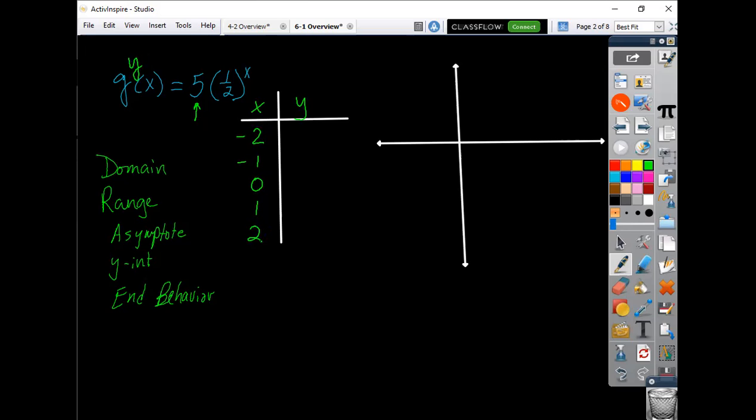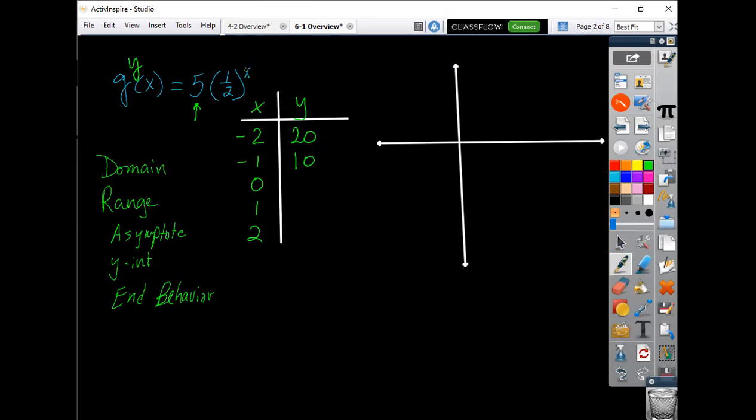So I'm just going to grab a calculator and I'm going to type in 5 in parentheses. Instead of a half, I'm going to put a 0.5 in there just because it seems easier to type in the calculator, to the power of, and the first power I'm putting in is a -2. And I get 20 there. And the next one, I'm going to change that exponent to a -1, where that x was, and I've got a 10.